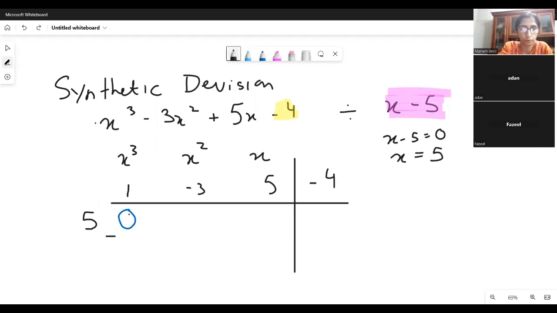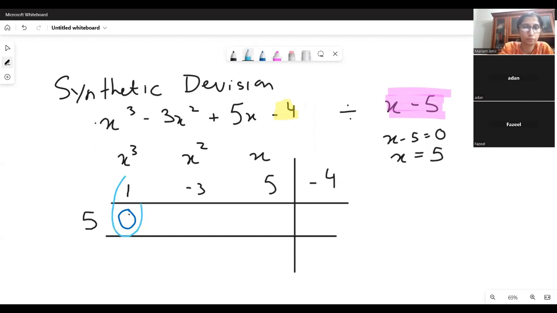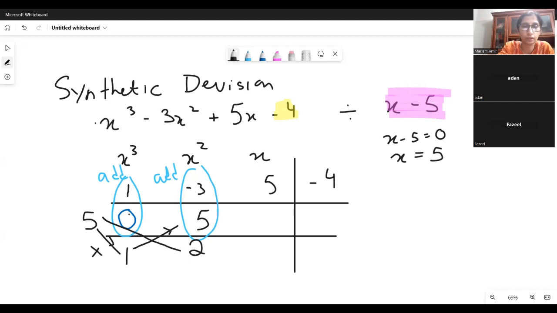Okay. Now what you do is you add these two. And we get a 1. Then you multiply these two, which gives us a 5. So then you write 5 over here. Next, you add these two again. We get a 2. And then you multiply these two again, which gives us a 10.